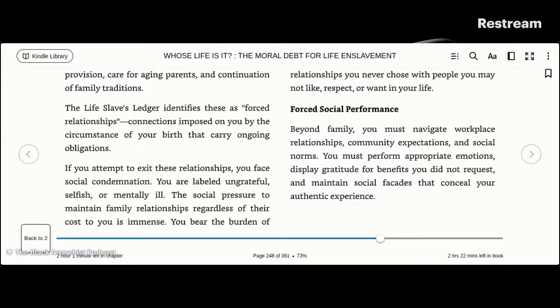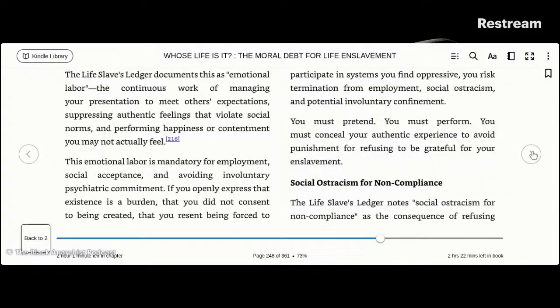Beyond family, you must navigate workplace relationships, community expectations, and social norms. You must perform appropriate emotions, display gratitude for benefits you did not request, and maintain social facades that conceal your authentic experience. The Life Slave Ledger documents this as emotional labor, the continuous work of managing your presentation to meet others' expectations, suppressing authentic feelings that violate social norms, and performing happiness or contentment that you may not actually feel. This emotional labor is mandatory for employment, social acceptance, and avoiding involuntary psychiatric commitment.